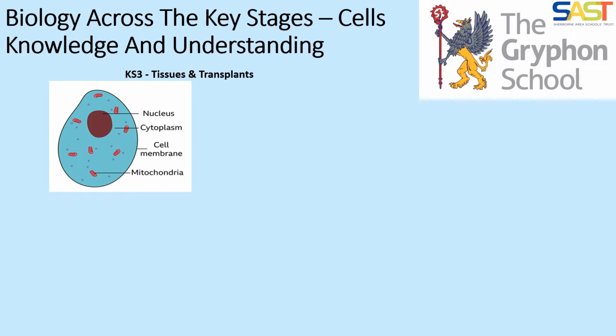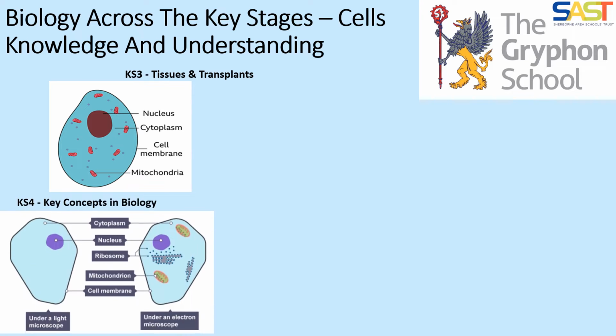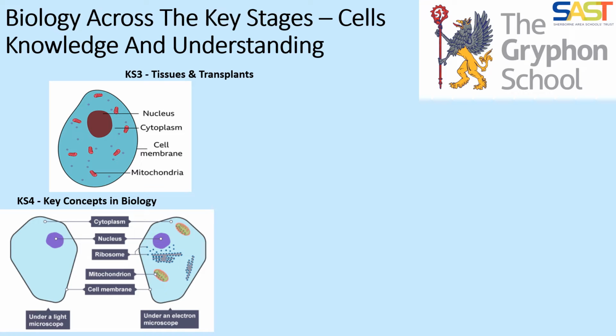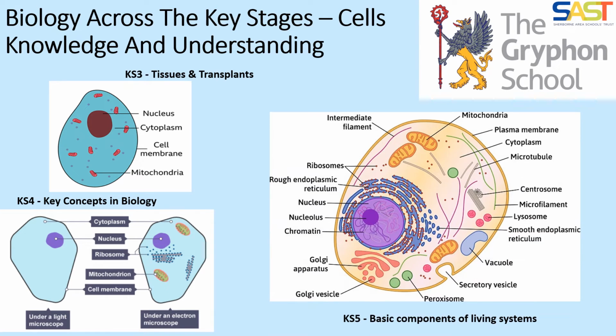Then when they come into Key Stage 4, they will expand this knowledge on cells and they will begin to introduce more components of cells and then begin to look at how the cells are different in light microscopes and electron microscopes. And as they then move into Key Stage 5, the degree of detail that they need to know about cells is absolutely massive in comparison to what they have done historically.